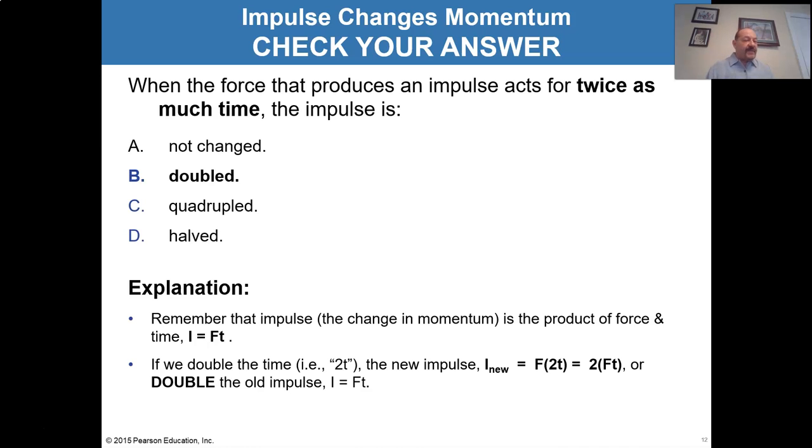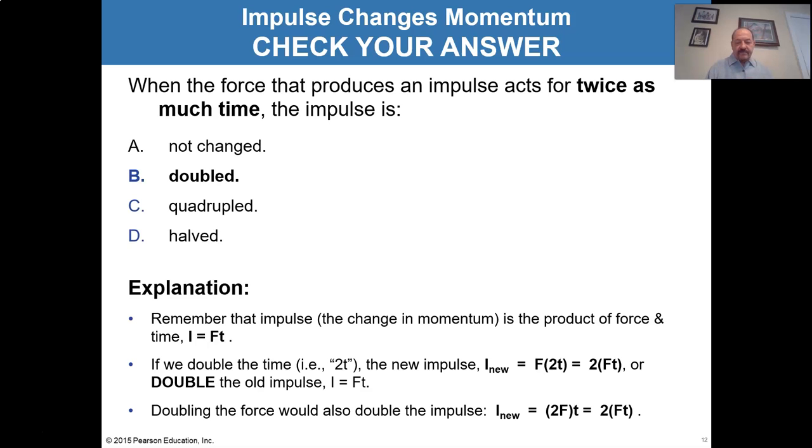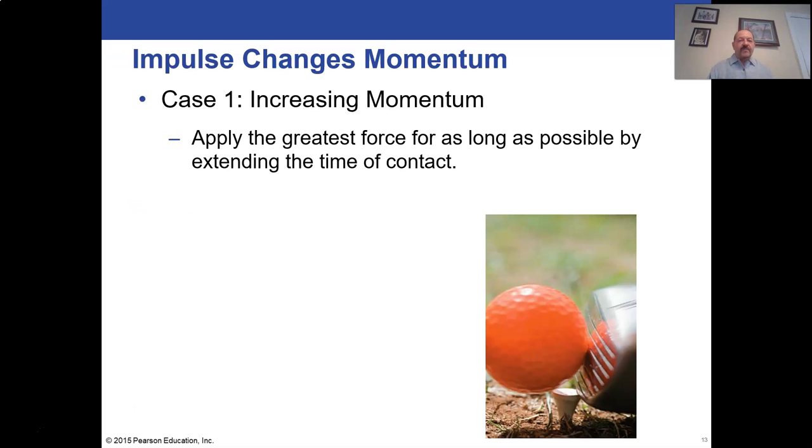Likewise, if we cut the time in half, we'd have half the impulse. If we cut the force in half, we'd have half the impulse. We double the force, we'd have double the impulse. So this is just saying what I just said. Double the force, we double the impulse. So impulse is what changes momentum. Impulse is the change in momentum, but the act of imparting impulse on something is what changes the momentum of an object.